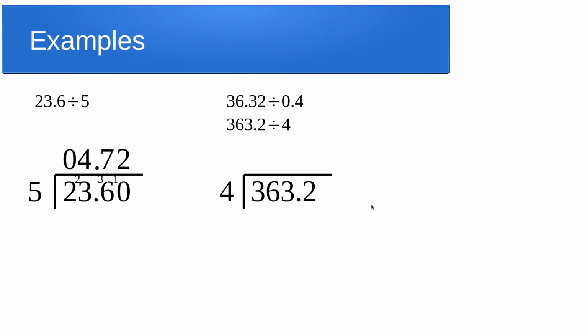So we set it out like this. How many 4s go into 3? None. So we carry the 3 over to make 36. How many 4s go into 36? 9. No remainder. How many 4s go into 3? None. So we've now just got to line up the decimal point and we carry the 3. How many 4s go into 32? 8. And that's our answer.